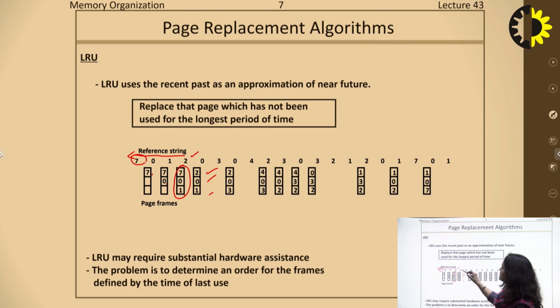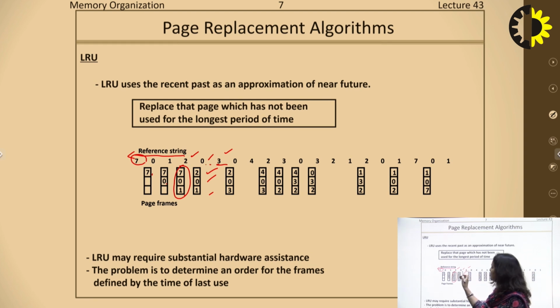Now the next element is 0, which is already present in the memory. So this will be a hit in this page replacement algorithm. In virtual memory, whenever the page is not found in the memory, it is a page fault, and whenever it is found in the virtual memory, it is known as a page hit. Now the next element is 3. So out of 2, 0 and 1, which element will 3 replace?